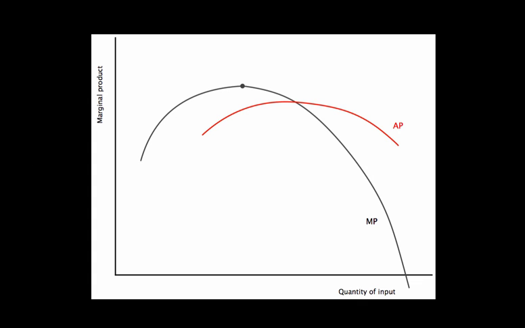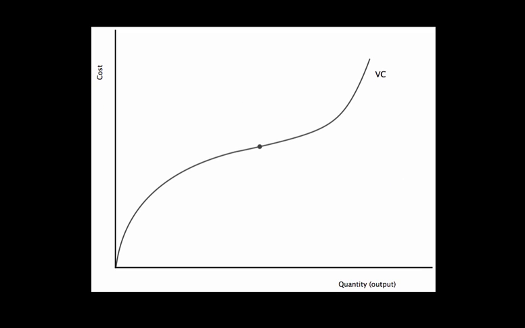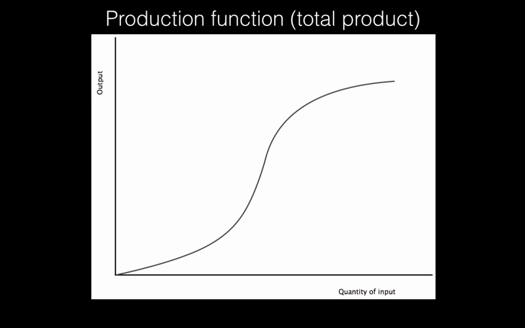Okay, now we're going to go from that to some cost curves. Now this is showing me variable cost. So variable cost is just the cost that changes with output. That's what the variable means. So let's go back to our production function that we're using where we have increasing returns.